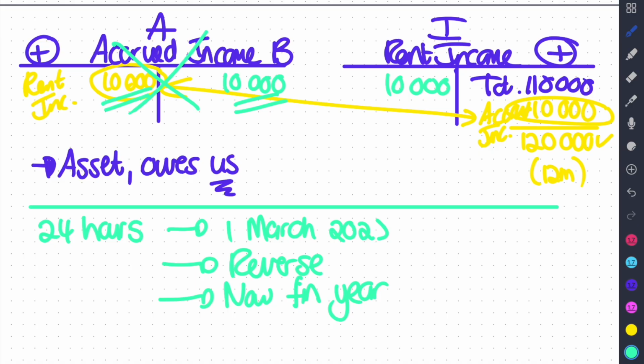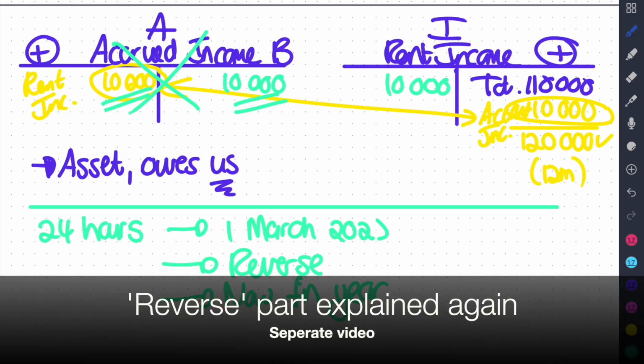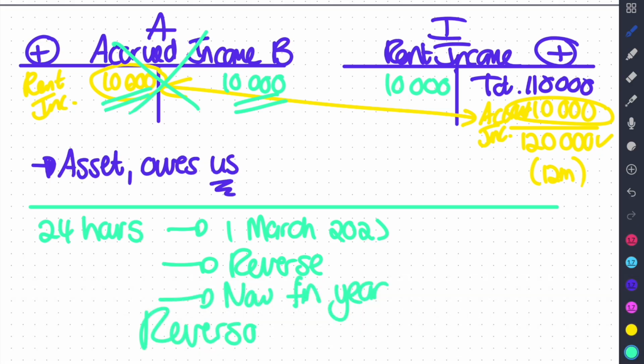If you don't understand this, it will be explained in a separate video called reversals of your adjustments.